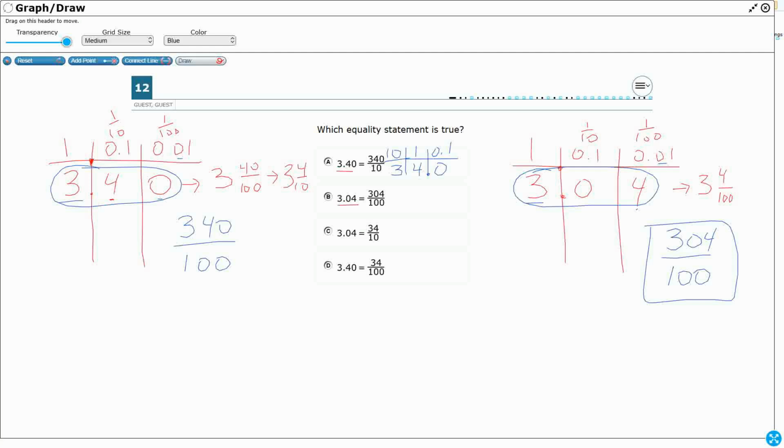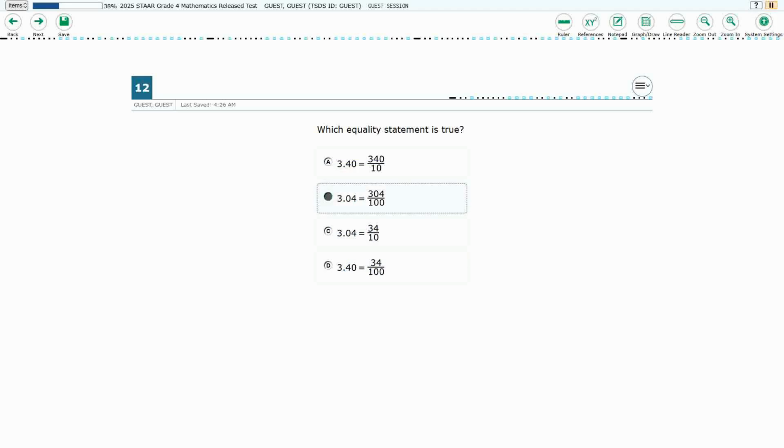That's going to work. 34 tenths would be 3.4, not 3.04. And then 34 hundredths is just a fraction. That's not even going to work. That's 0.34. So those three don't work. Our answer here is going to be B, because we notice we've got this match right here, 304 over 100, which is the same as 3 and 4 hundredths. B.